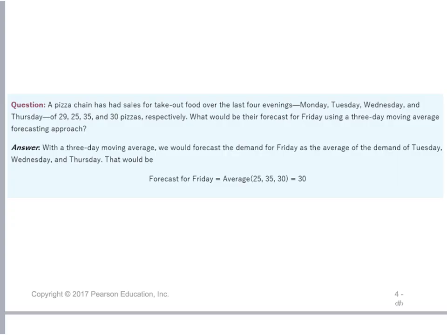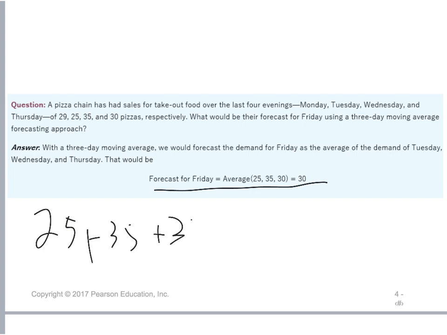Next, a pizza chain has had sales for takeout food over the last 4 evenings, Monday, Tuesday, Wednesday, and Thursday, of 29, 25, 35, and 30 pizzas. What is the forecast for Friday using a 3-day moving average? Here it already gave it to us. It's 25 plus 35 plus 30 divided by 3, and that is equal to 30.